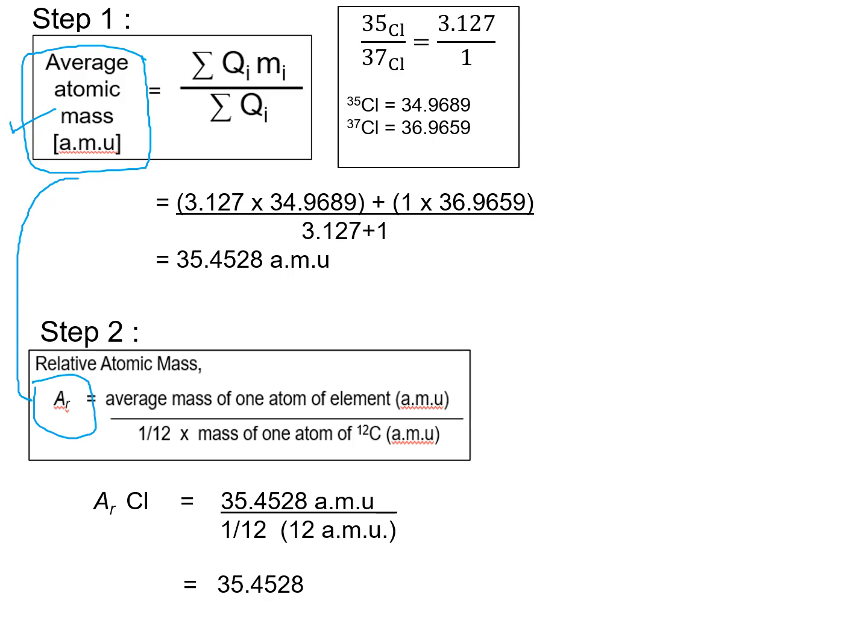So you assume je lah ya, bahagikan dengan 1. So that means 35Cl dia punya abundance dia adalah 3.127, manakala abundance untuk 37Cl adalah 1. Okay, because dia bagi ratio kan. Kalau ratio, kalau tak ada apa-apa di bawah, you assume je dia bahagi dengan 1.